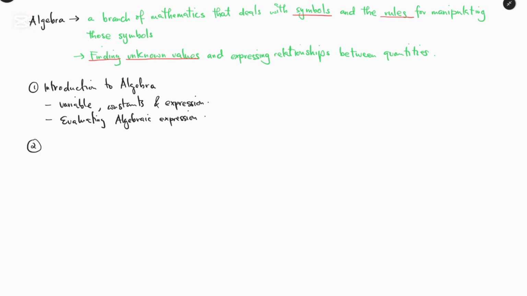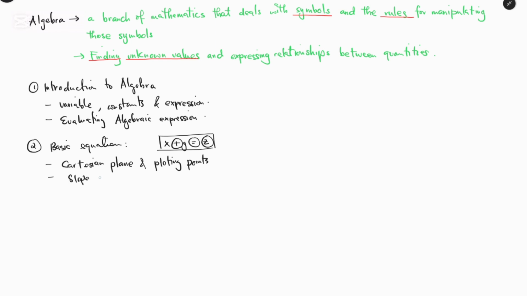And the second subtopic, we are going to look at the basic equation. An equation is nothing but, if we say x plus y equals z, this represents the equation, where the equation has variables and the basic operators. And we can look at the Cartesian plane and the plotting of points. And also we are going to look at the slope of the graph, which is represented by m, and the intercept.